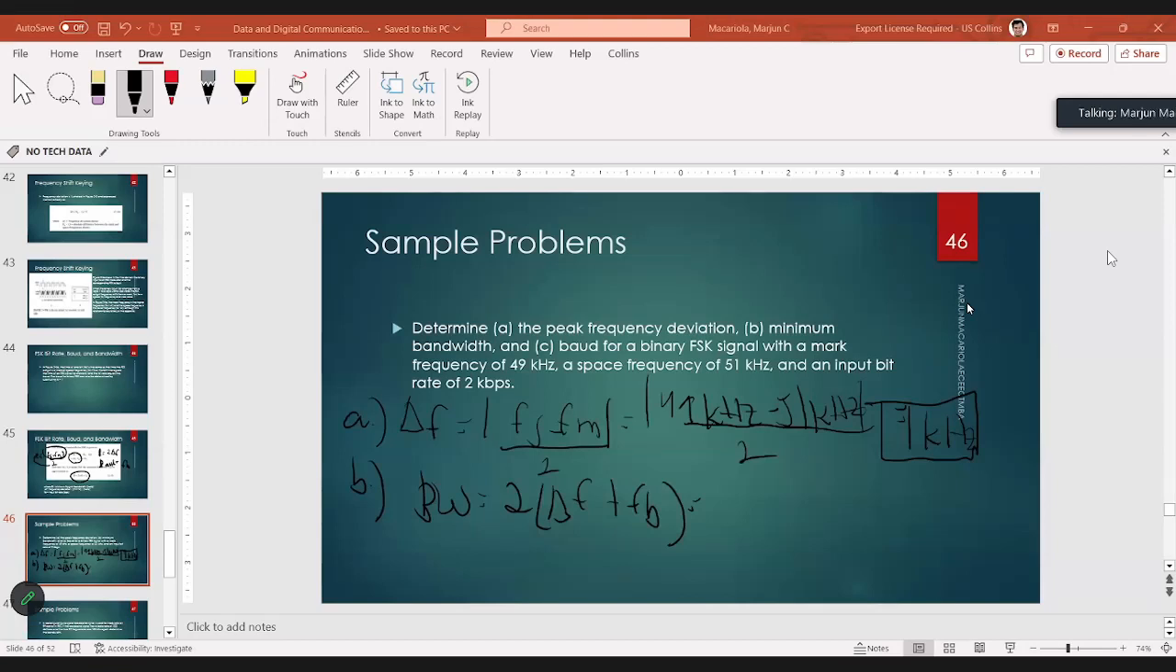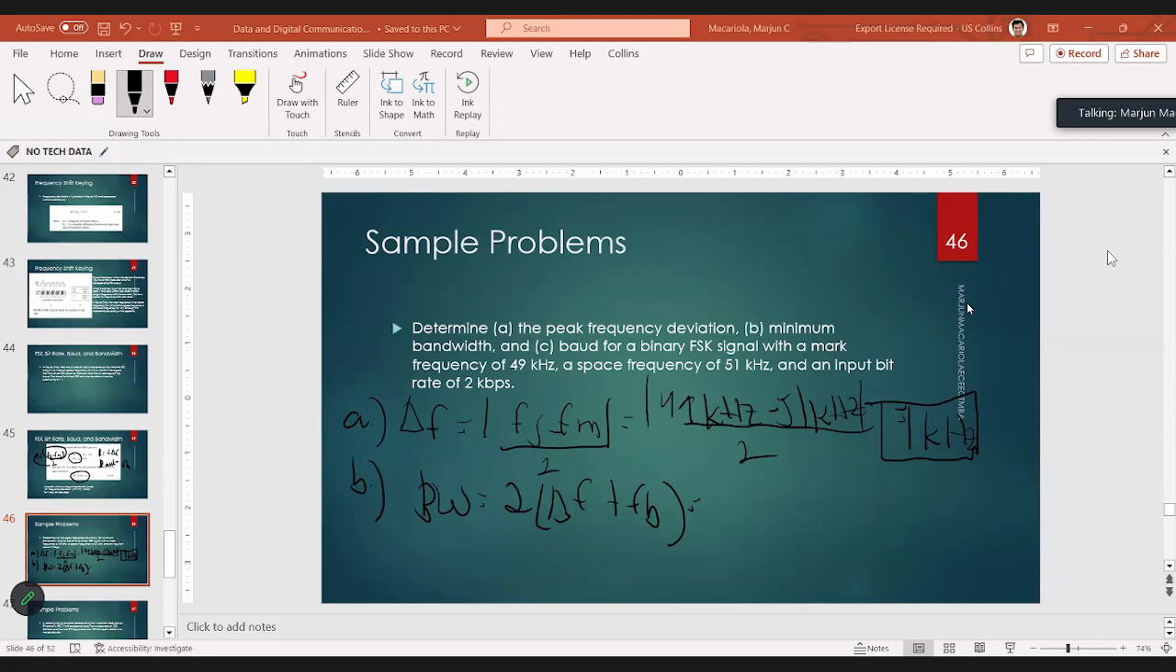Again, you're asked to find the peak frequency deviation. When we're dealing with peak frequency deviation, we have the formula: the absolute value of Fs minus Fm over 2. Given naman po yung space frequency at mark frequency. Halimbawa, sinabi kong with a logic 1 frequency, alam nyo kung ano yung Fs at Fm. So sa case na to, that is equal to 1 kilohertz.